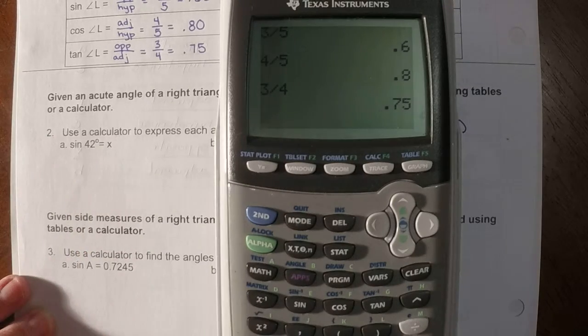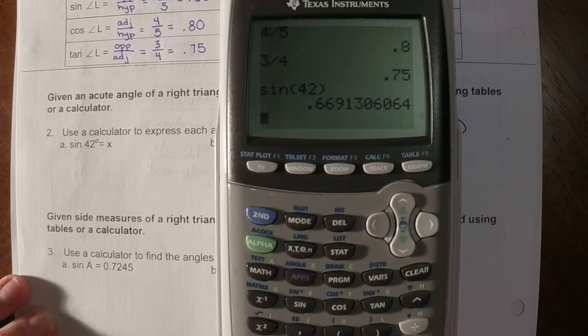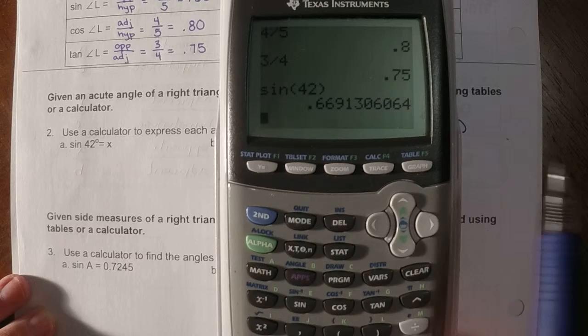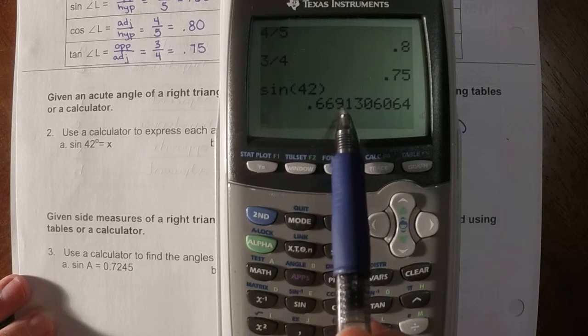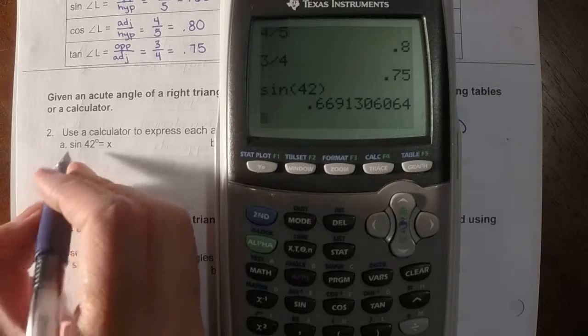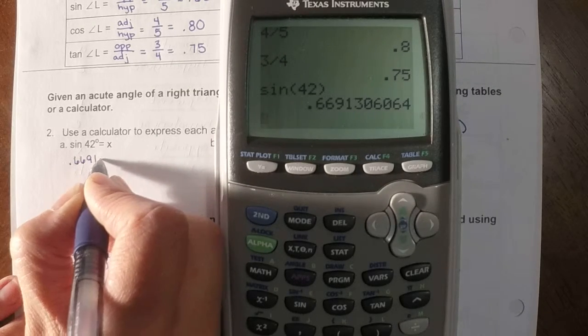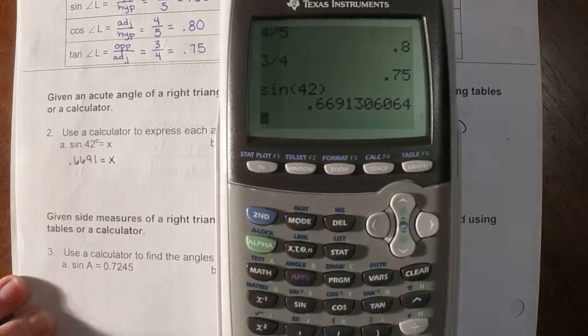So now I can hit the sine of 42 degrees. Remember, your sine button is right here. So we would say sine, and then just type 42 and close your parentheses. Hit enter, and it says 0.6691306. Remember, we have to round to the 4th decimal place. So 1, 2, 3, 4. Then I look at the next number, 3. 3 is not big enough to make the 1 go up. So here I would get 0.6691 is equal to x.